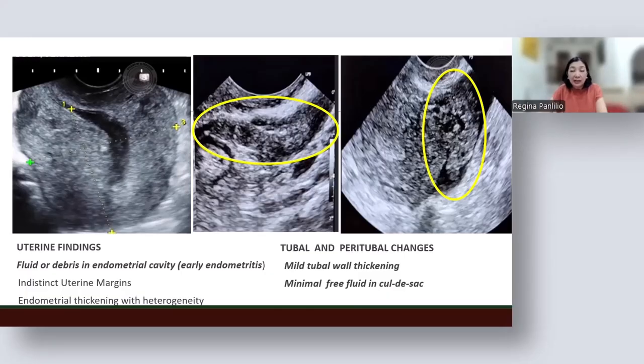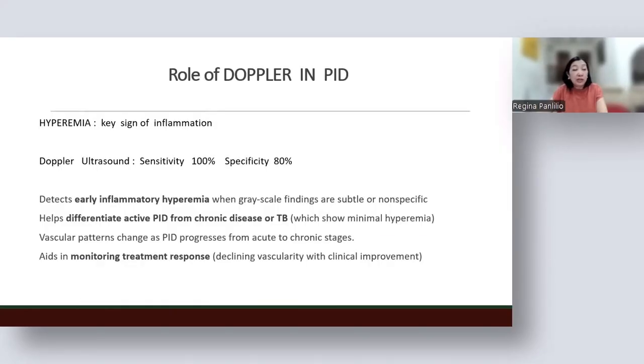And while the fallopian tubes are not seen on ultrasound unless they are dilated, there can be subtle thickening already of the tubes. So they now are more prominent, and there can be fluid in the cul-de-sac as well as fluid surrounding the tubes. And since the hallmark of inflammation is hyperemia or increased vascularity, Doppler ultrasound may help see this inflammation already, showing the early hyperemia when the grayscale findings are still subtle.